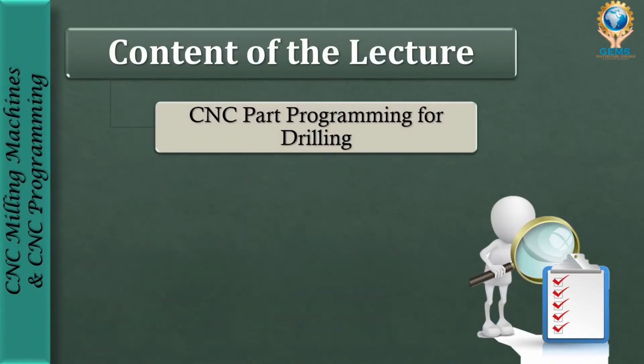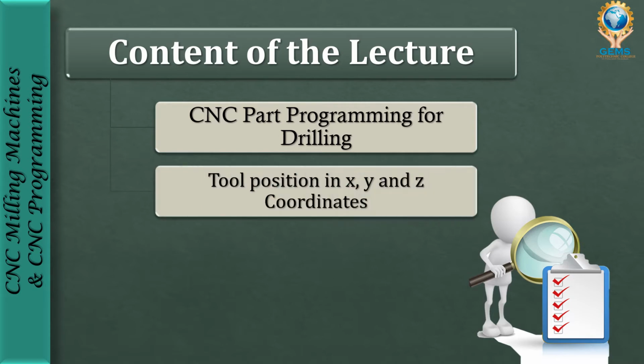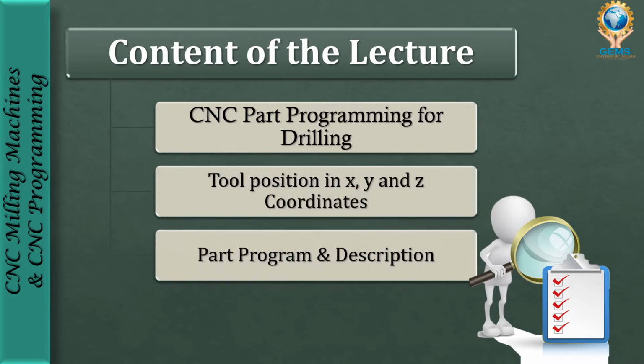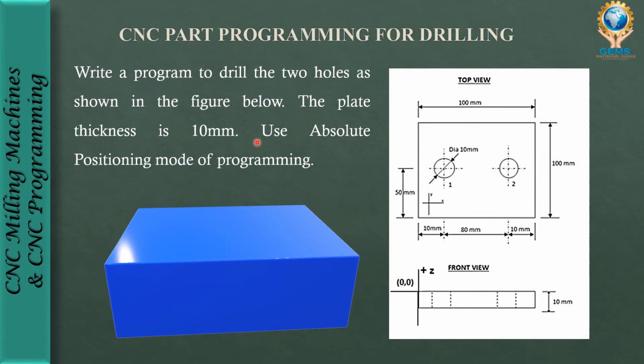We are going to see CNC part programming for drilling and the tool position in X, Y and Z coordinates, part program and description. This is a question: write a program to drill the two holes as shown in the figure below. The plate thickness is 10 mm. Use absolute position mode of programming.